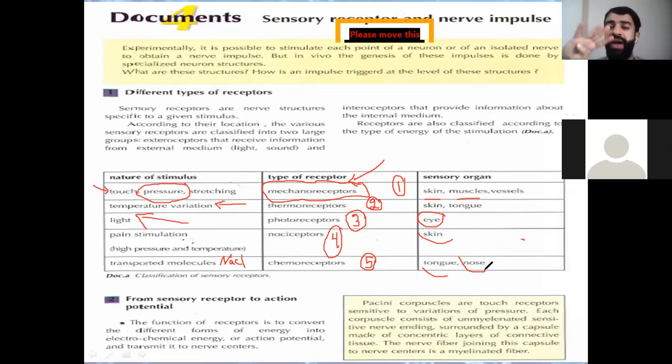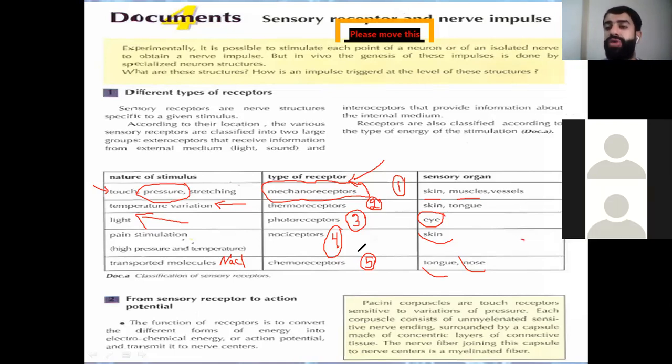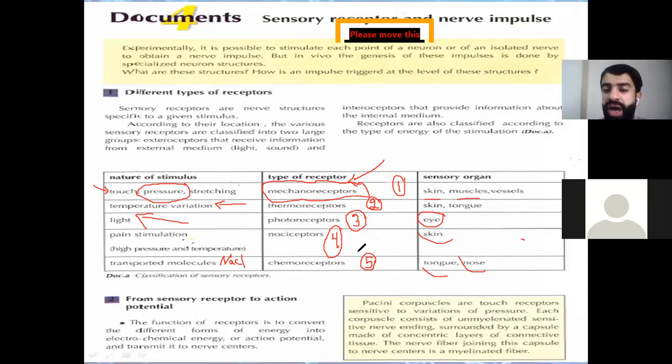So till now, we have five different types of receptors. First one, mechanoreceptor, responds to the touching stimulus, the pressure stimulus, or the stretching stimulus, mainly in the skin, the muscles, and the vessels. The second type is the thermoreceptor, related to the temperature. The third type is the photoreceptor, related to the light. The fourth type is the nociceptor for the pain. And the fifth type is the chemoreceptor, related to transporting molecules at the level of the tongue and the nose.